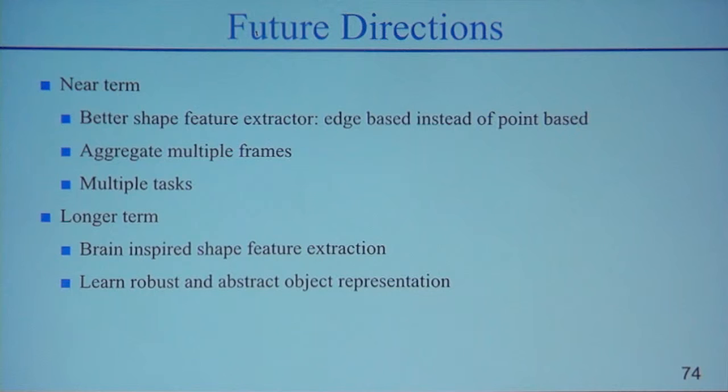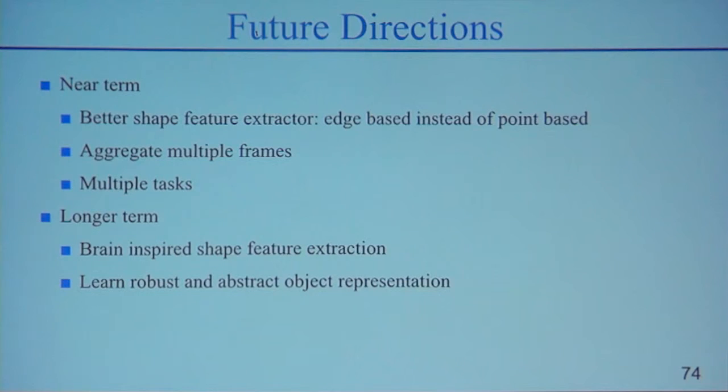And then another idea is that you can aggregate information from multiple frames, because with each single frame you get a limited number of points. Multiple frames actually give you more information. You could also try multitask. There are other tasks, for example, prediction or tracking. And these are near-term ideas. I don't think we can get there with these near-term ideas.